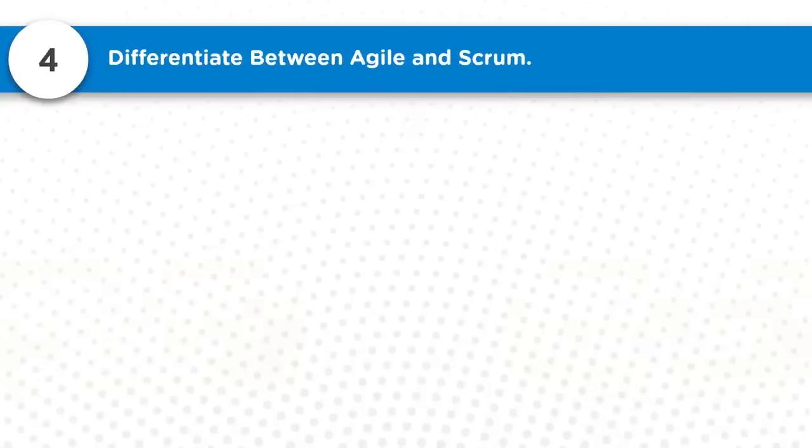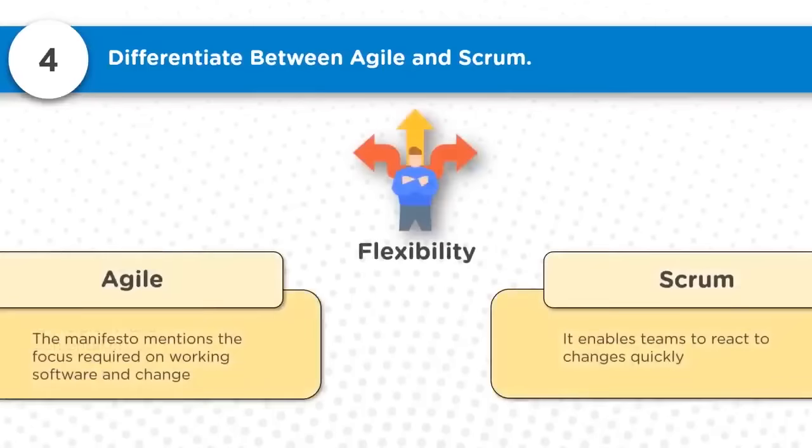So speaking about flexibility, the Agile Manifesto definitely mentions the required focus on working software and focusing on changes. So that's the focus, the direction it provides. So the Scrum approach enables teams to react to changes quickly. The Scrum methodology is made in such a way that the team is able to react. And those changes and modifications are made visible to the team.